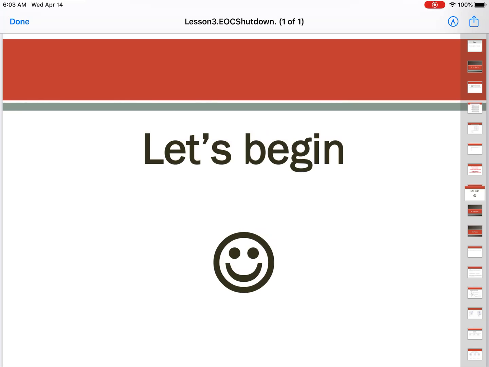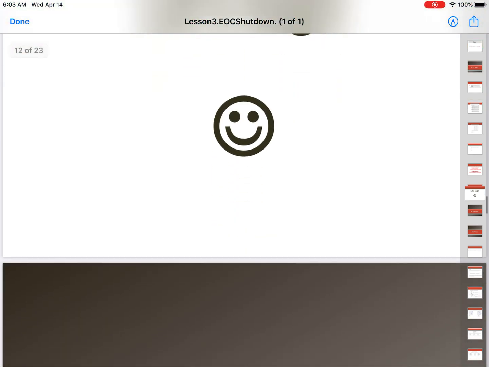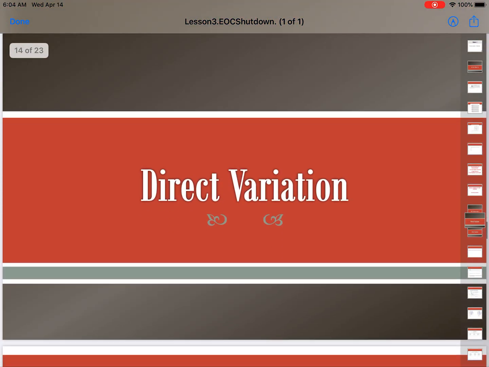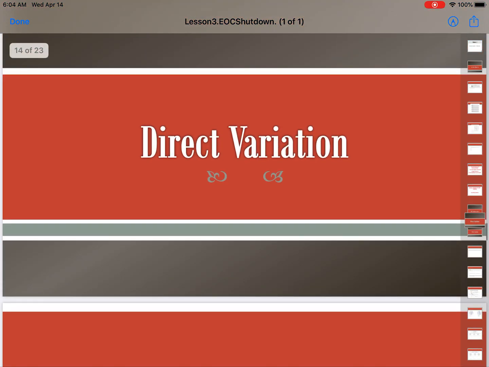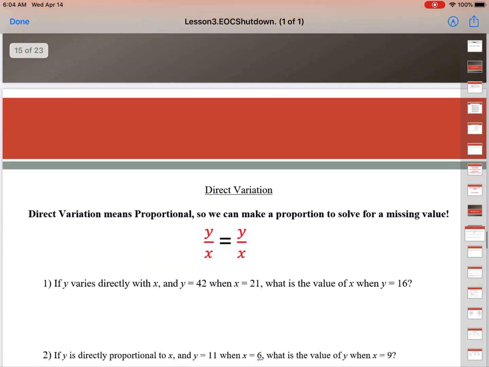We are now on our third day of EOC Shutdown. So today we are going over two things, two of the most important things on this test, actually. So the first piece is called direct variation.